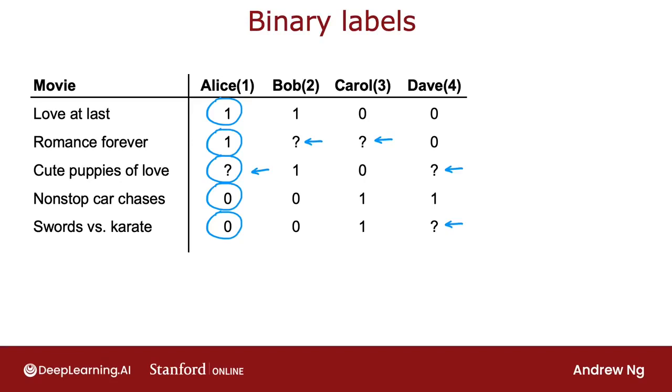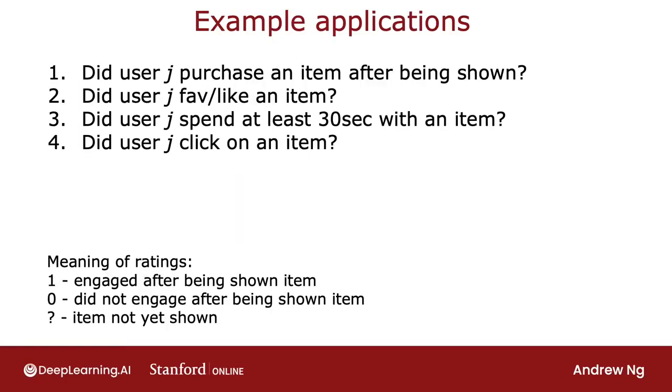There are many ways of defining what is a label 1, what is a label 0, and what is a label question mark in collaborative filtering with binary labels. Let's take a look at a few examples. In an online shopping website, the label could denote whether or not user j chose to purchase an item after they were shown the item. So 1 would denote that they purchased it, 0 would denote that they did not purchase it, and the question mark would denote that they were not even exposed to the item.